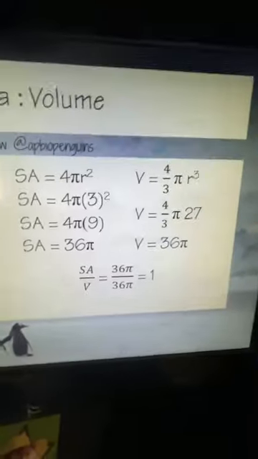And the big thing about surface area volume ratio is that they're going to try to ask you about which cell is most efficient.